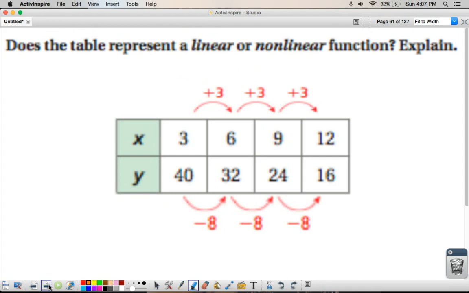Does this one represent a linear function? So in my x, I have a positive 3, positive 3, positive 3. In my y, I have negative 8, negative 8, negative 8. So these are the same and these are the same, which means this is a linear function.